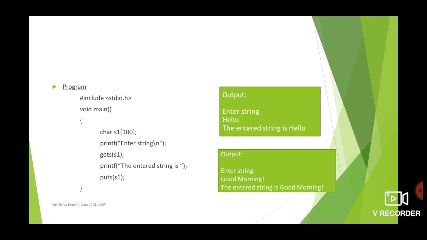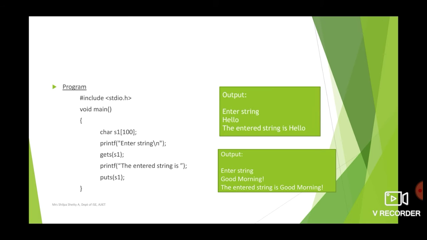So let us see two sample outputs here. In the first output, we have entered a single word. Enter the string, we have entered it as hello. So the output would be: the entered string is hello. In the second output, we have entered a string that contains two words, good morning. So the displayed string is good morning.